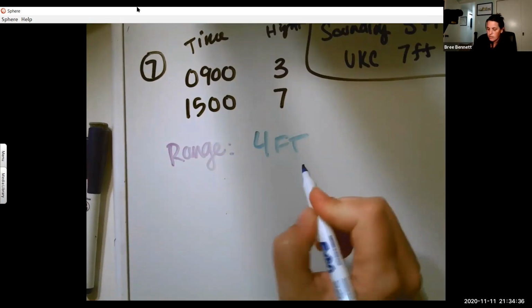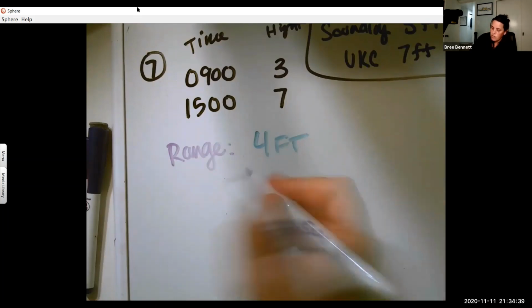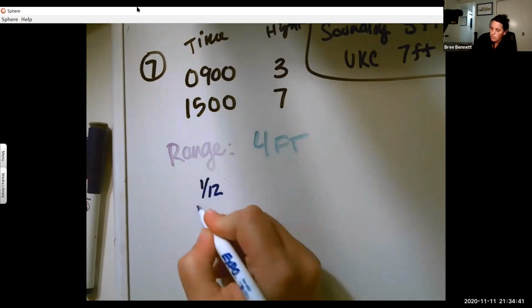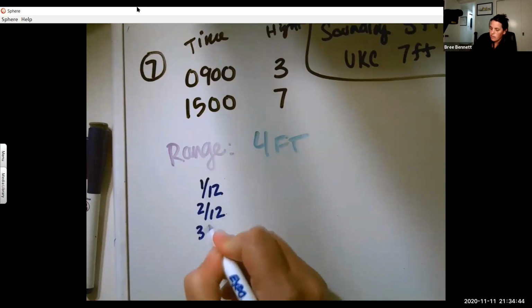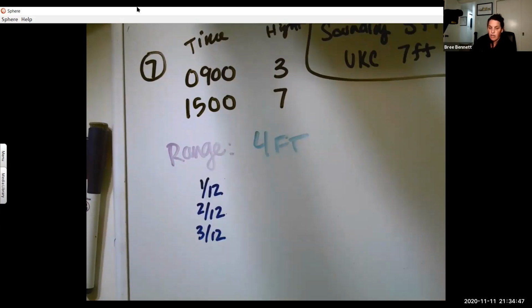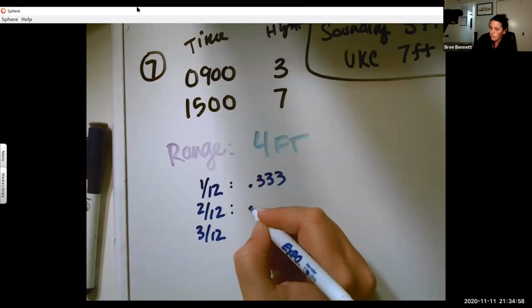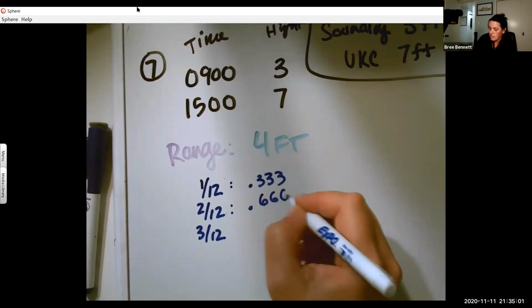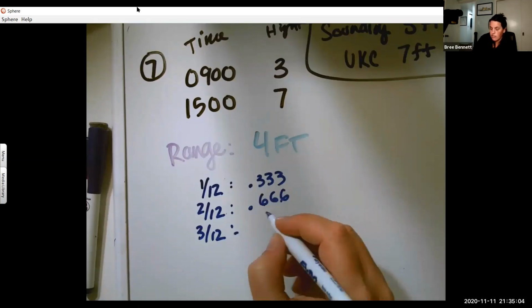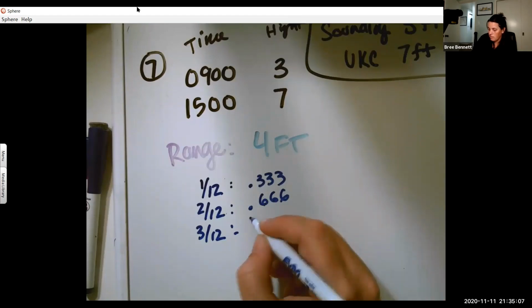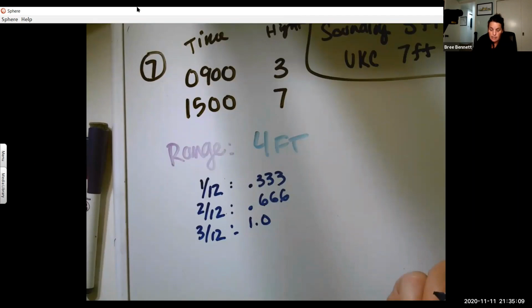So now I want to figure out what 1/12, 2/12, and 3/12 of my 4 feet are. So 1/12 of my 4 feet is going to give me 0.333. 2/12 is going to give me 0.666. And 3/12 is going to give me 1. So I have my values for my 3s.